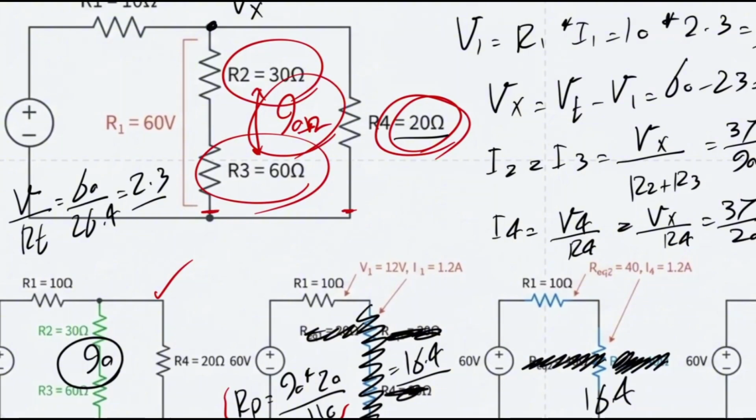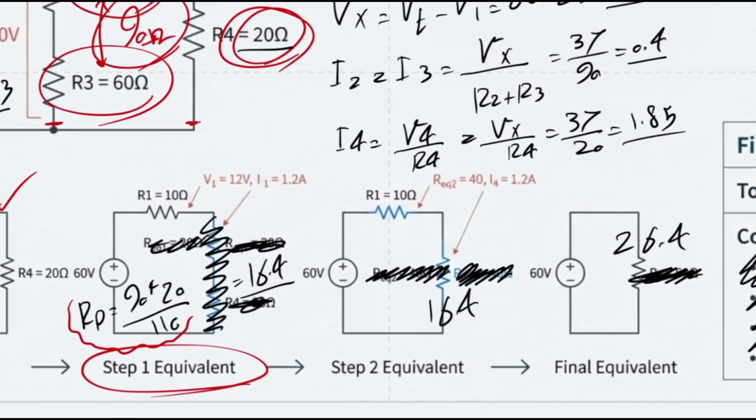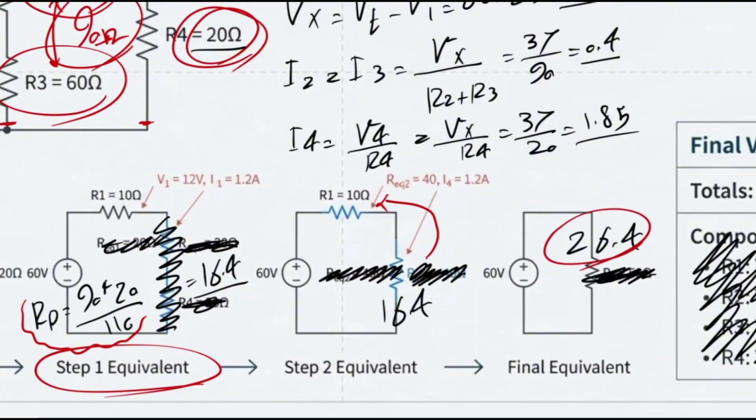16.4. So your final resistance, at least for the right branch, is going to be 16.4, and in order to find the total resistance, you had to add it up with what? With R1 as 10 ohms. So your final answer is going to be 26.4.